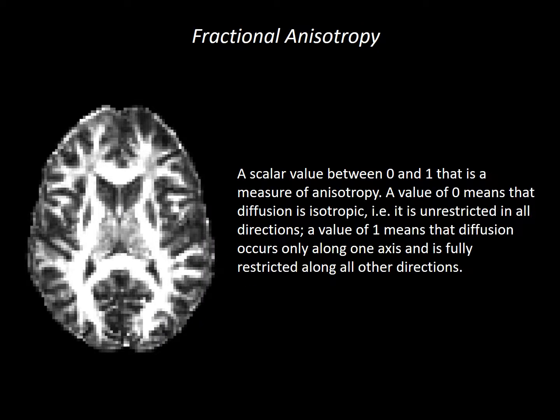Now, in addition to mean diffusivity, fractional anisotropy is another measure commonly calculated from diffusion tensor images. Fractional anisotropy is a scalar value between 0 and 1 that is a measure of anisotropy. A value of 0 means that diffusion is isotropic, that is, it is unrestricted in all directions, whereas a value of 1 means that diffusion occurs only along one axis and is fully restricted along all other directions.